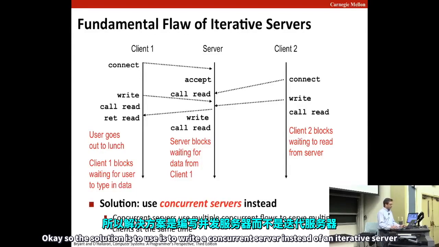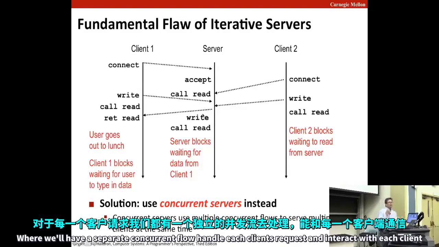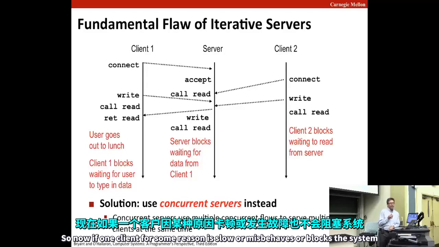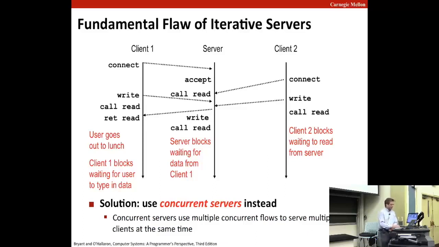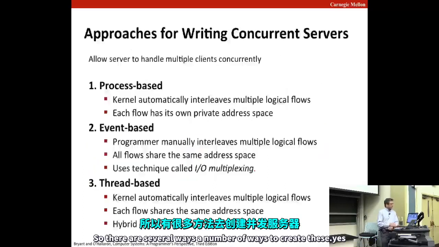So the solution is to write a concurrent server instead of an iterative server, where we'll have a separate concurrent flow handle each client's request and interact with each client. So now if one client for some reason is slow or misbehaves or blocks the system, other clients won't be affected because those clients will be handled by concurrent flows. There are a number of ways to create these.